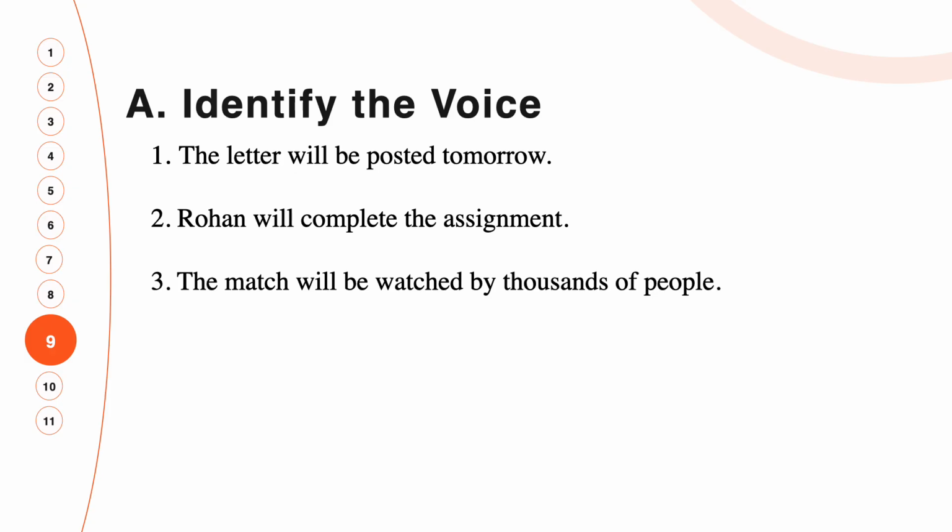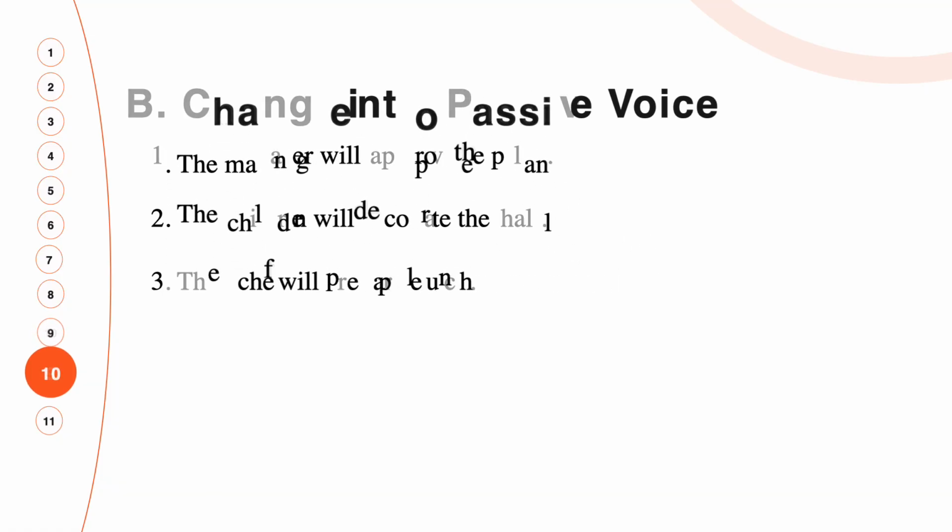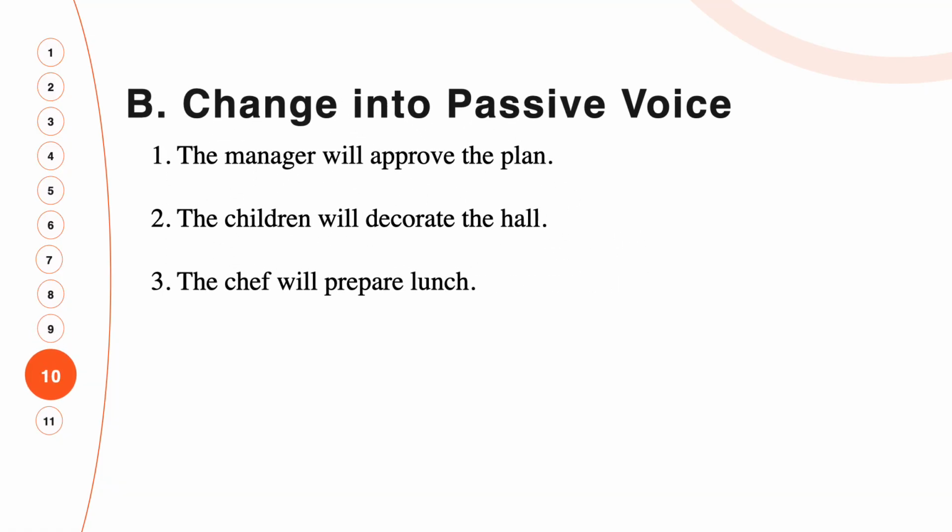Now the third one is the match will begin, watched by thousands of people. Now as we have learned before that, if the doer is unknown, then the voice will be passive voice. So this is why this third one is a passive voice. Now let's move on to question number B. Change into passive voice.